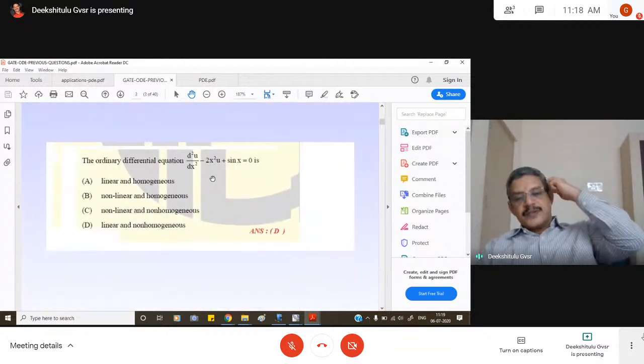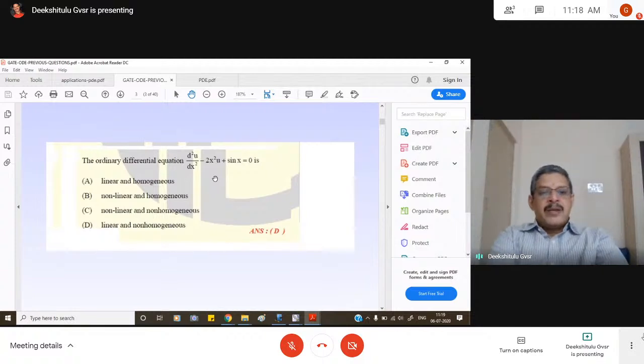The ordinary differential equation d square u by dx square minus 2x square u plus sin x is equal to 0 is: a linear and homogeneous equation; not a homogeneous equation; non-linear homogeneous; non-linear non-homogeneous; or linear and non-homogeneous. We say that the equation is linear if it is linear in the dependent variable. We don't worry about the independent variable. An equation is said to be linear if it is linear in the dependent variable.